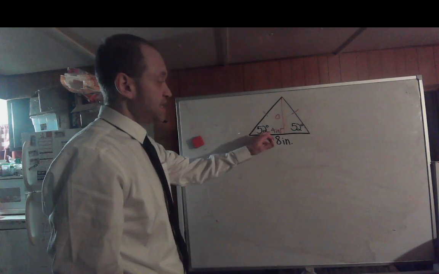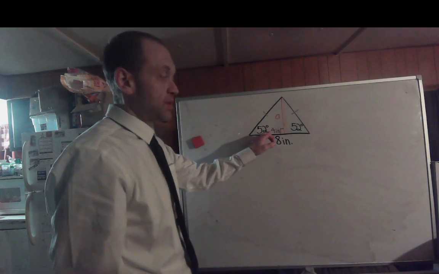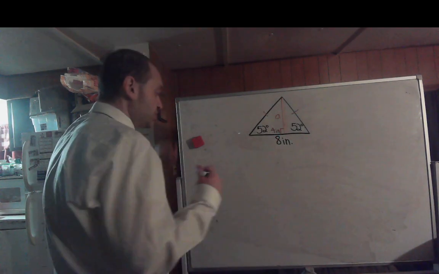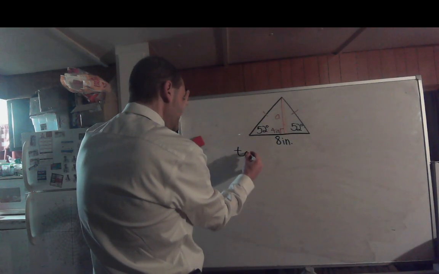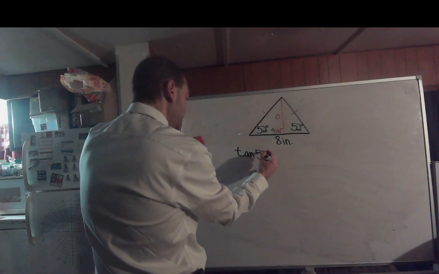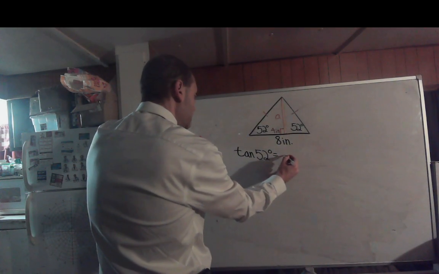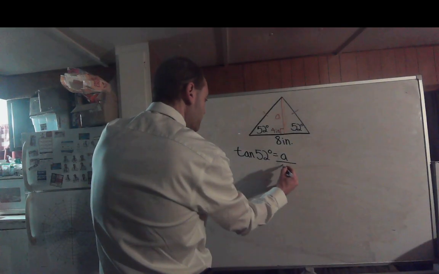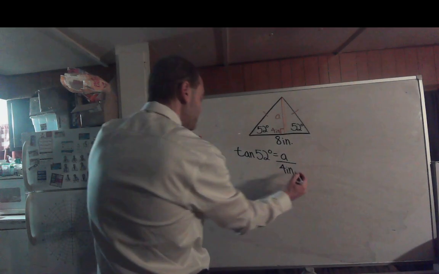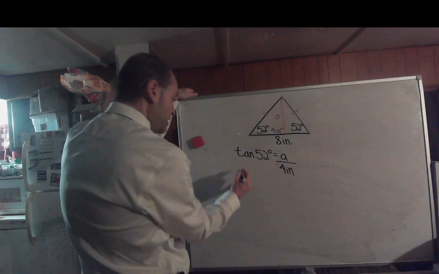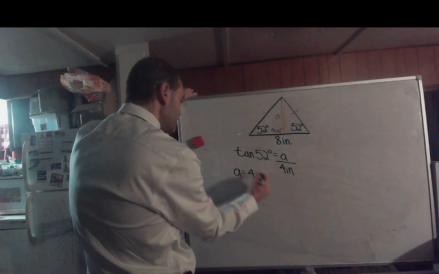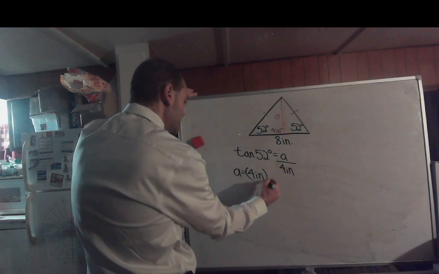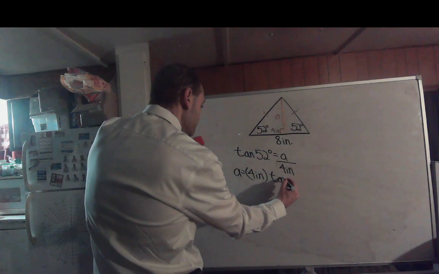If you take the tangent of 52, that would equal that side A over 4 inches, which would give you the length of the altitude. So the tangent of 52 degrees would equal that side A over 4 inches. So that means that side A equals 4 inches times the tangent of 52 degrees.